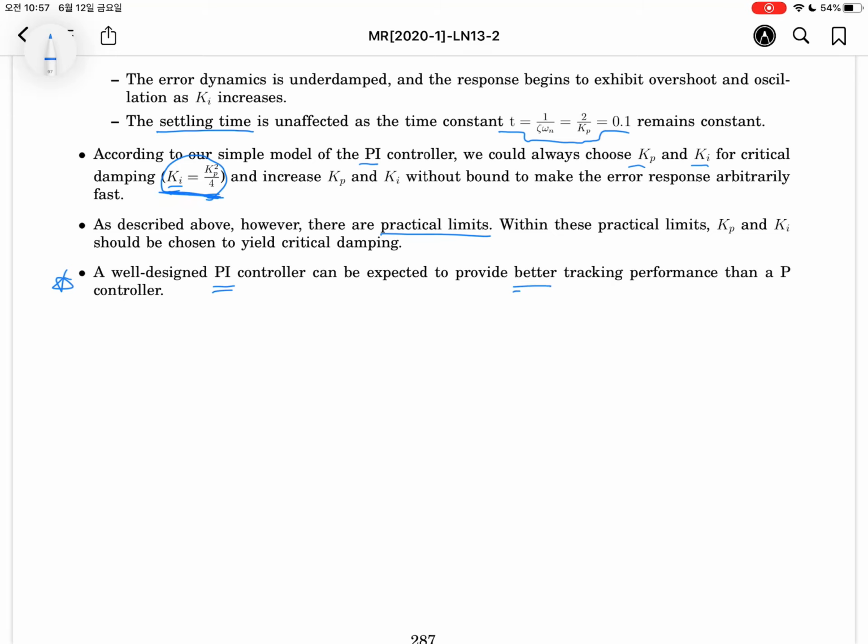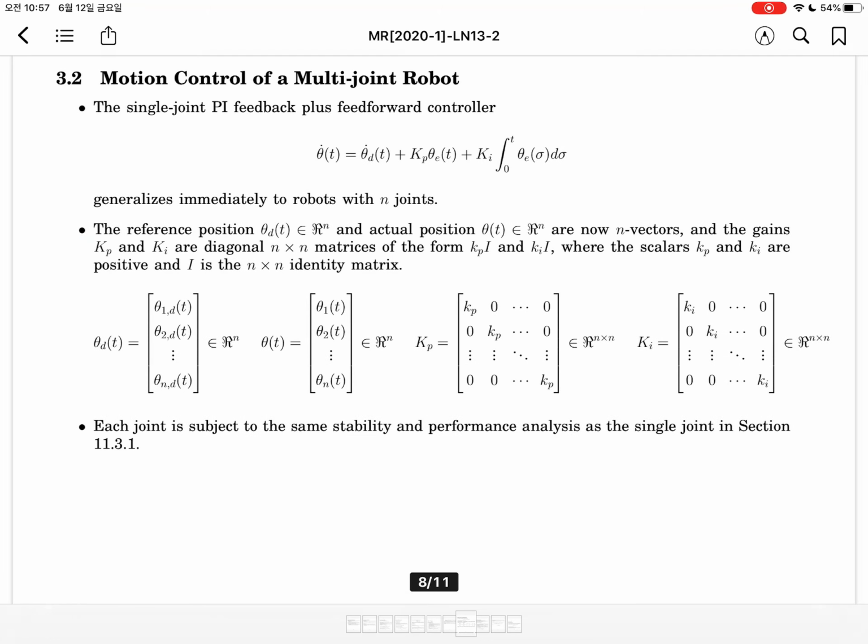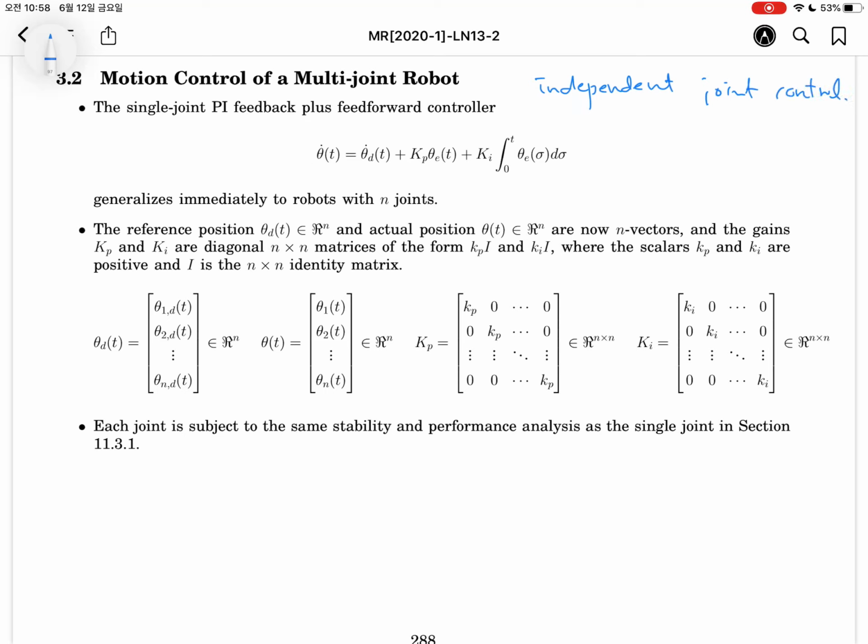A well-designed PI control can be expected to provide better tracking performance than proportional control. This single joint motion control will be extended to the n-dimensional robot system. It is called independent joint control. Many books use this terminology, independent joint control, IJC.